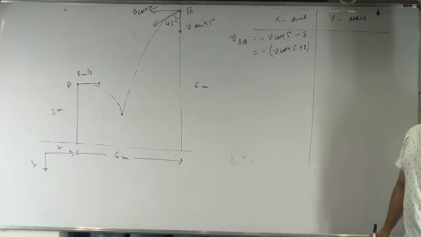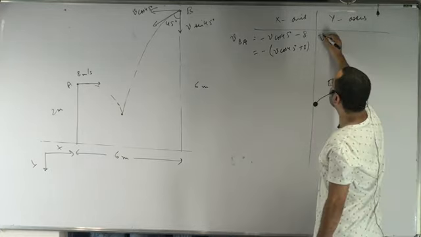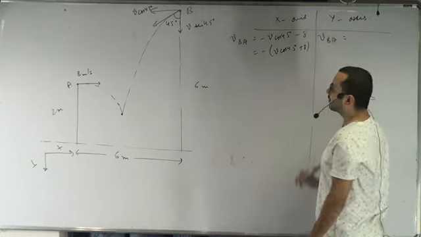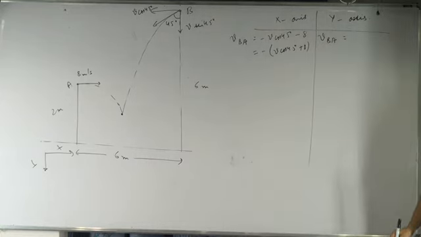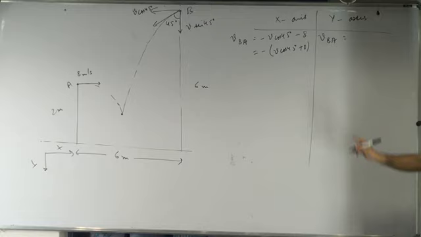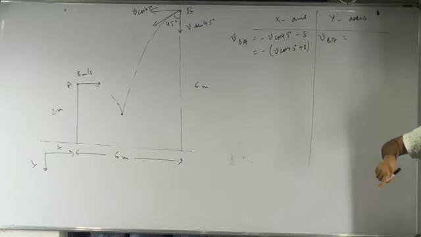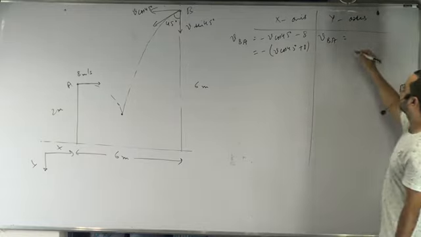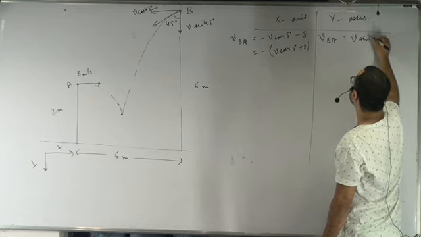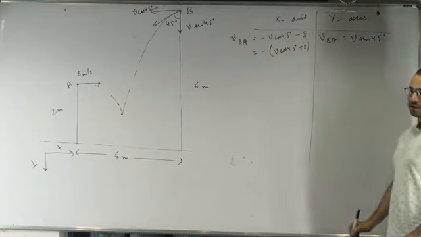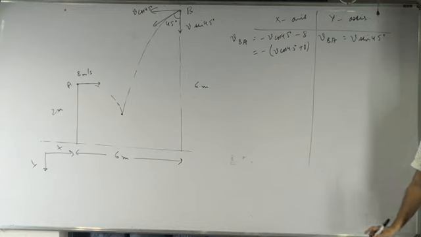Is that correct? The velocity of B with respect to A in the vertical direction, how much would that be? Velocity of B minus velocity of A. What is velocity of B? V sin 45 degree. And what is velocity of A? 0. Agreed? Any problem? Next.